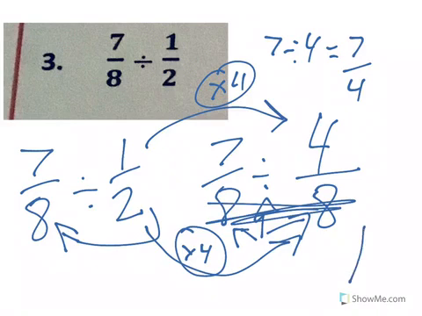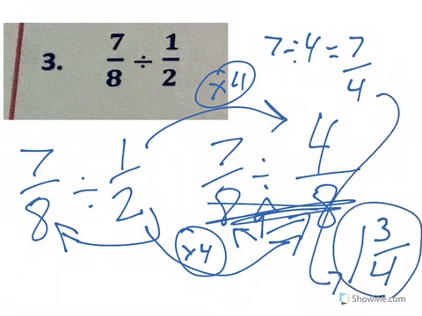And I can do 7 divided by 4, which is the same as 7/4. 4 goes into 7 one time. There would be 3 left over. Denominator stays the same, right? 1 and 3/4.